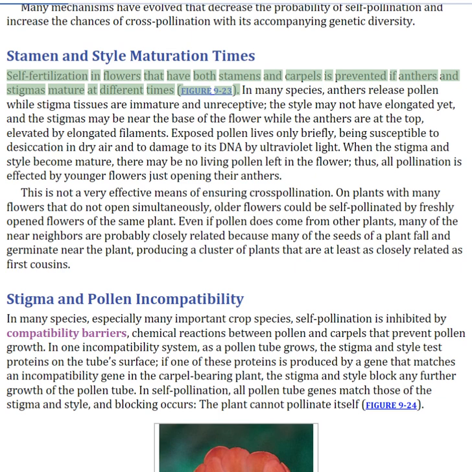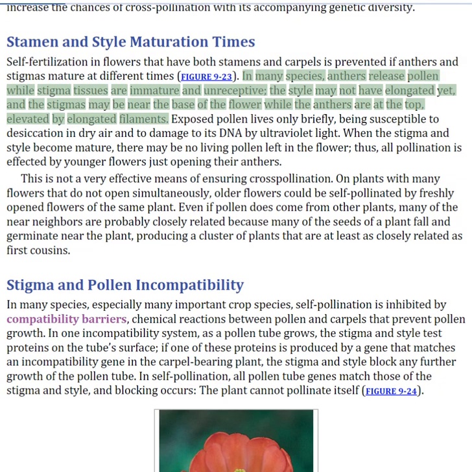Self-fertilization in flowers that have both stamens and carpels is prevented if anthers and stigmas mature at different times. In many species, anthers release pollen while stigma tissues are immature and unreceptive, the style may not have elongated yet, and the stigmas may be near the base of the flower while the anthers are at the top, elevated by elongated filaments.